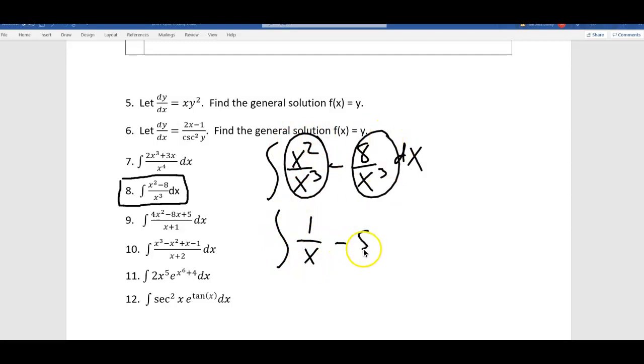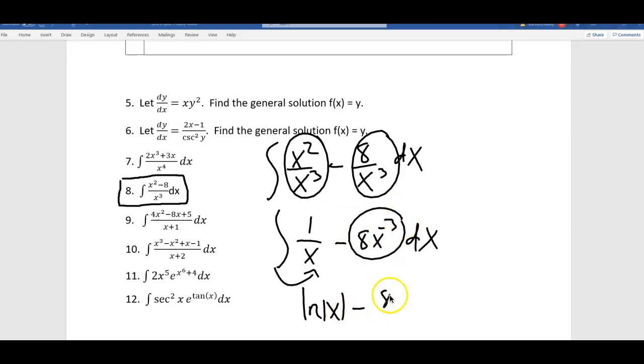This, I'm going to rewrite as 8 times x to the negative 3. And then I'm just going to integrate them. The integral of 1 over x is ln of x, absolute value. This integral is going to be 8x to the negative 2 over negative 2. You add 1 to the power and divide by that value, you put plus c.